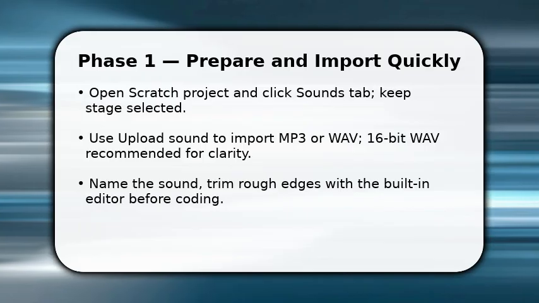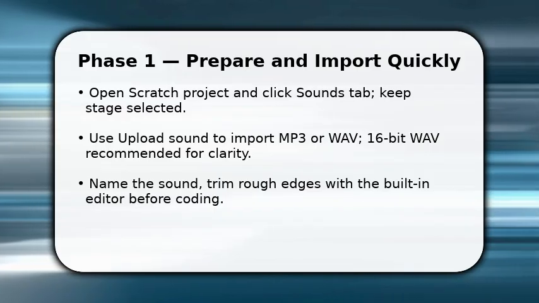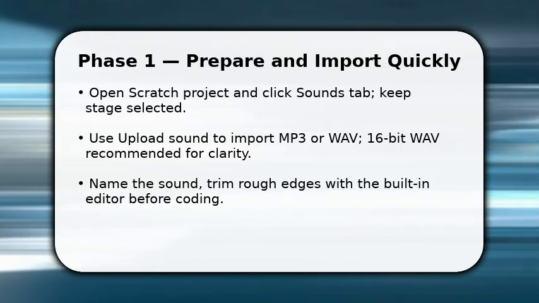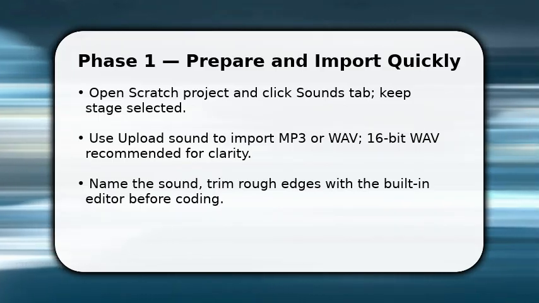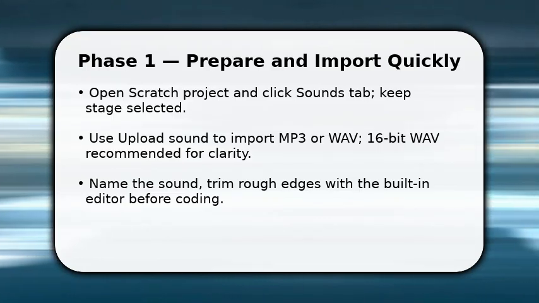You start by selecting the stage and opening the Sounds tab so the sound attaches where you want it. Next, click Upload Sound and choose an MP3 or WAV file. WAV gives cleaner results. Once uploaded, rename the clip to something clear, then use the trim handles to remove silence. This immediate import-in trim step saves time later, and it ensures that when you call the sound in code, it plays exactly as intended without extra gaps.